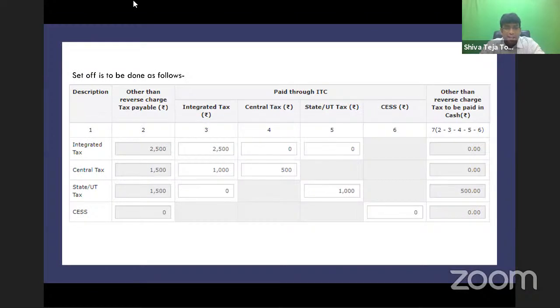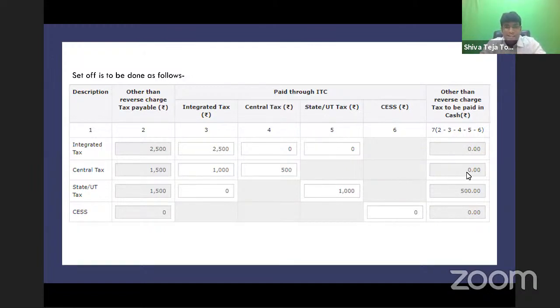That IGST credit, we have got 3,500, 2,500 first we used it for IGST. The balance 1,000 what you have got, you can use it for CGST or you can use it for SGST, or half of it also you can divide. And my recommendation is always divide half of it so that you can utilize it in an optimum manner. For example, here 1,000 utilized here, right?